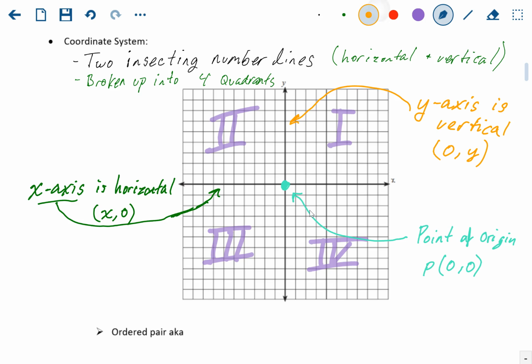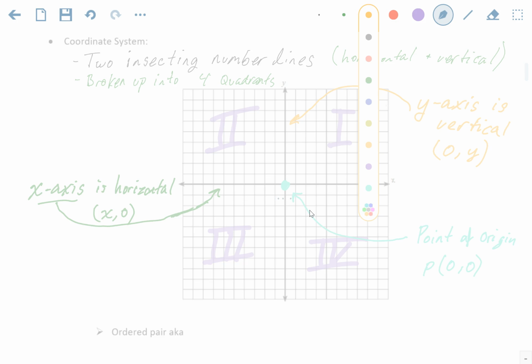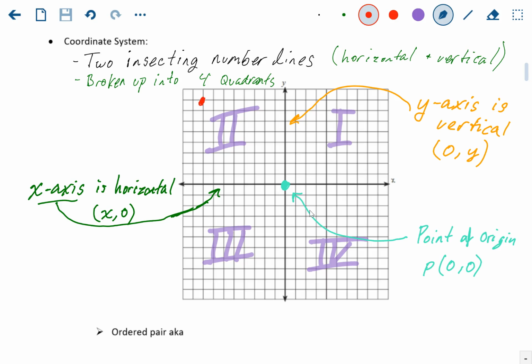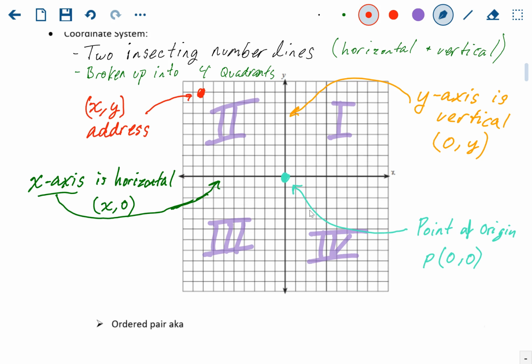So what are these, x, comma 0 and 0, comma y? Those are called ordered pairs. Again, you should be familiar with that at this point. Ordered pairs are just points on the graph. Those are the x, comma y's. It's kind of like the address of a point. So it's an XY address. Just like your house has an address, each point on the graph has an address. The address of the point of origin is 0, 0. The address of something on the y-axis is 0, comma y, depending on where it is. Same with the x-axis, x, comma 0. Some things about the quadrants and their ordered pairs.